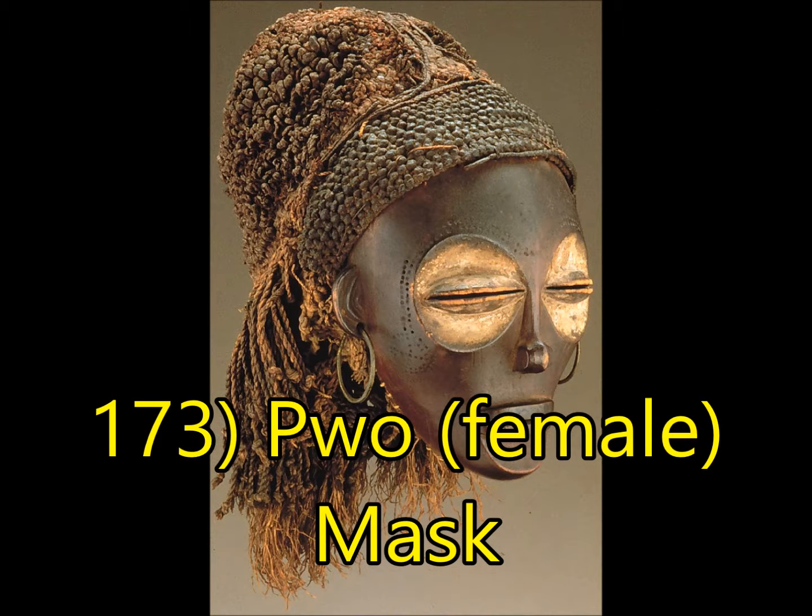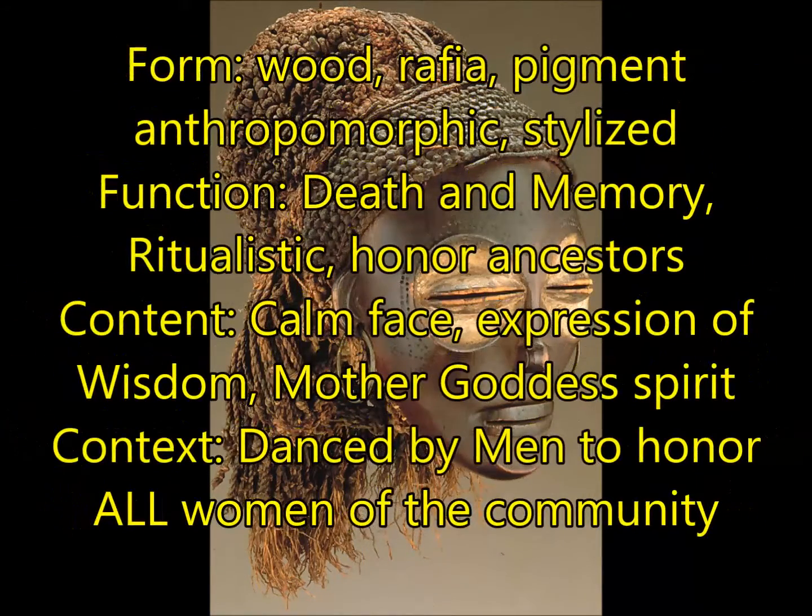And here you have the Pwo, or female mask. The female mask is made of wood, raffia, natural materials, and pigment in that gold paint around the eyes. It is anthropomorphic and stylized. For function, this goes with death and memory. It's ritualistic, and it's meant to honor the female ancestors.